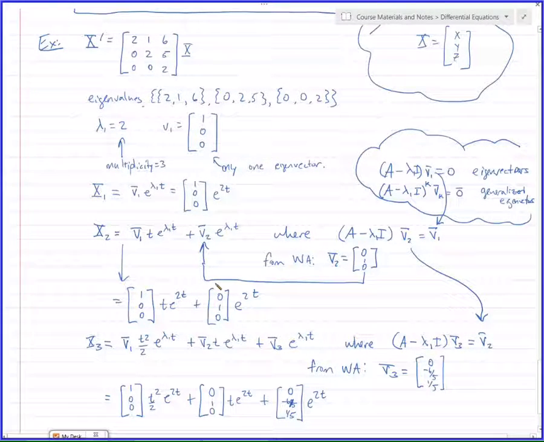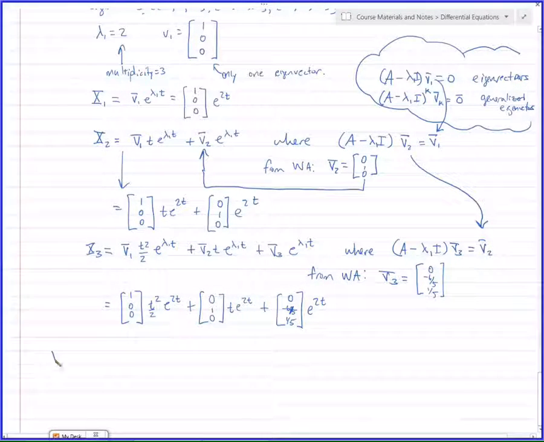It's pretty significant how simple this is to come up with a solution, assuming that you can find eigenvalues and eigenvectors, and that you can find generalized eigenvectors. Once you know that, writing down these solutions is immediate. Which, by the way, is a whole lot better than that giant, nasty elimination method that I taught you back at the end of chapter 4.